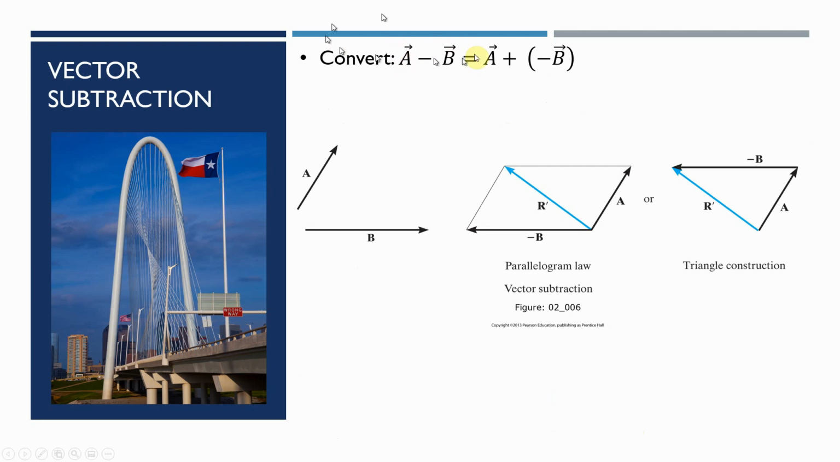Subtraction. The best way to think about subtraction is you're adding the negative vector. So here's B, here's negative B, and here's the parallelogram, and here's the tip to tail: A, negative B, and then the result.